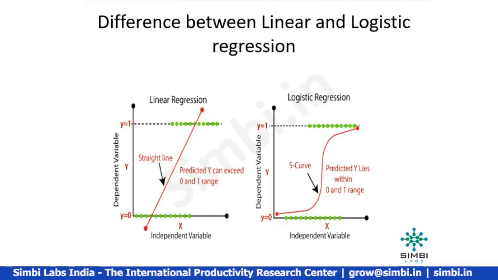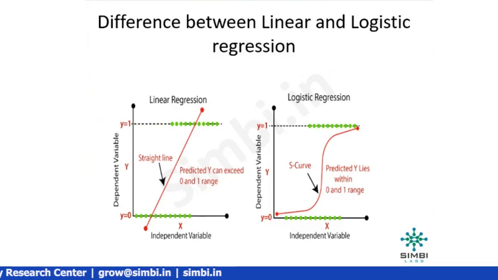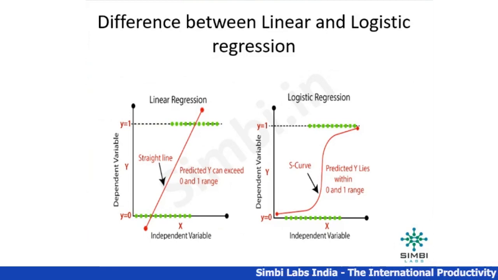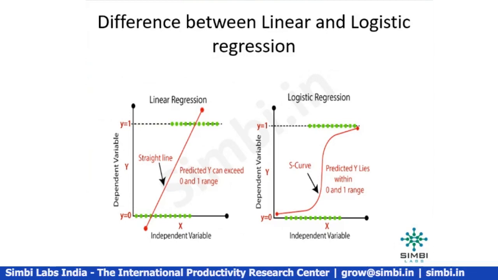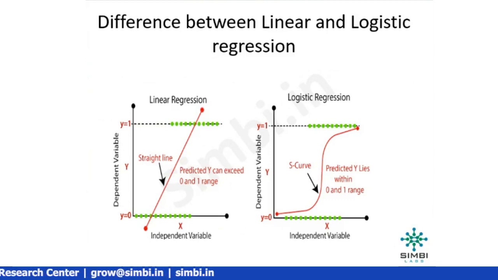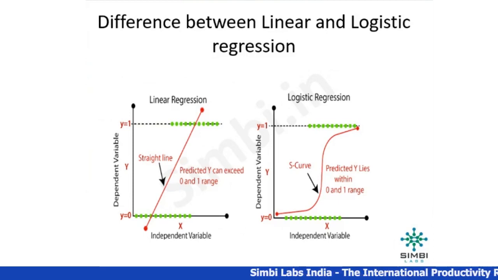So these are the main differences between linear and logistic regression. In linear regression, we must have continuous values. For example, in the earlier example we used salary as the dependent variable, and age, educational level, and hours worked as independent variables. In linear regression we have continuous values, but in logistic regression we have categorical values like yes or no, or 0 or 1.